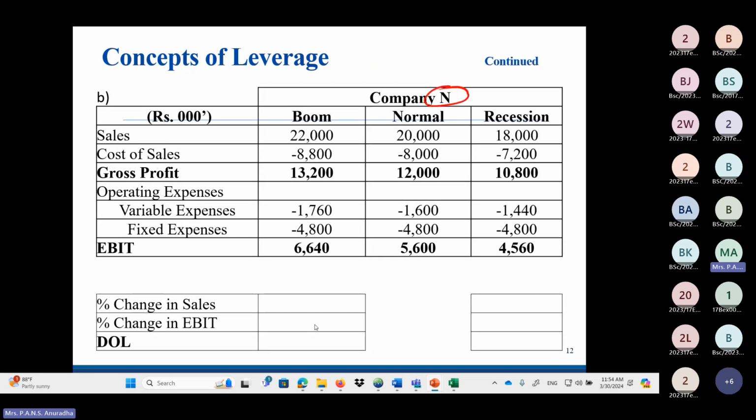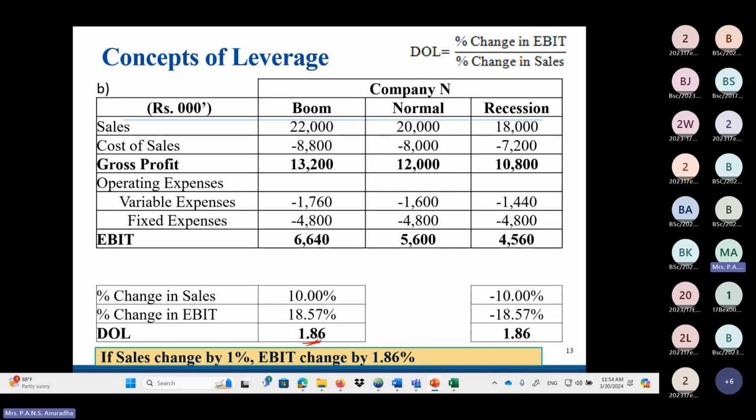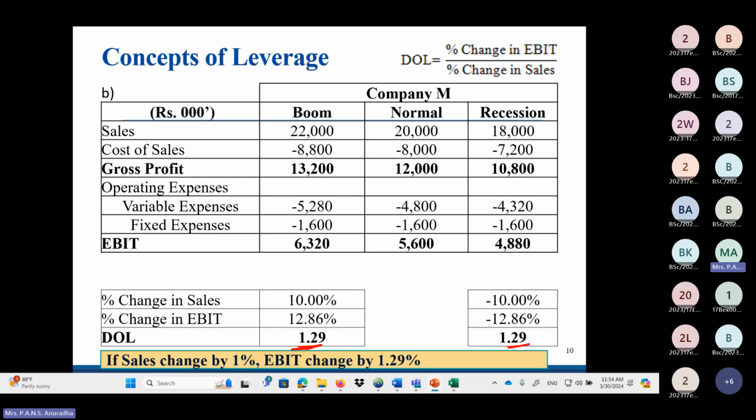For the company N, degree of operating leverage is 1.86. It implies that in an unfavorable economic situation, if sales drop by 1%, this company's profit is decreasing by 1.86. But for the company M, their operating leverage is low. If sales drop by 1% in an unfavorable economic condition, their EBIT is decreasing by only 1.29. Their operating leverage is low.